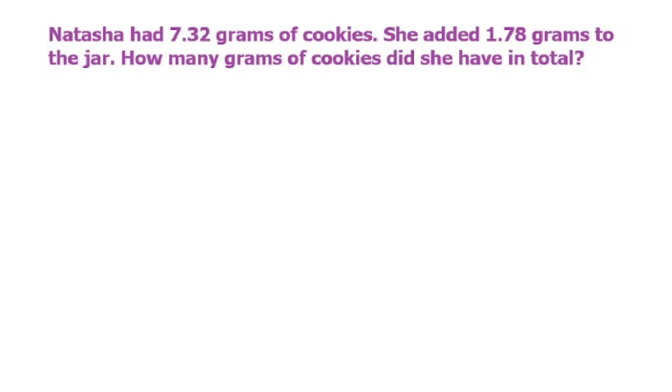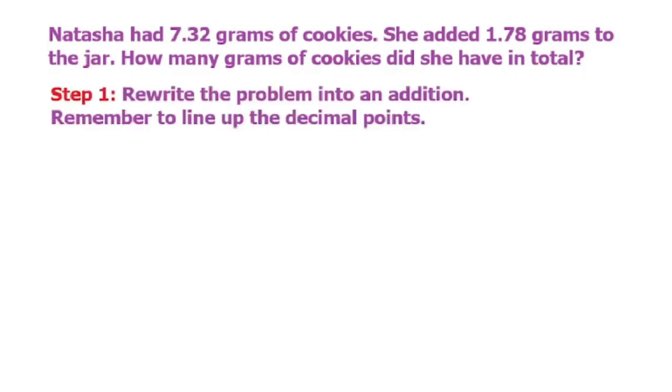Okay? So if we have a problem like this that says Natasha had 7.32 grams of cookies, she added 1.78 grams to the jar. How many grams of cookies did she have in total? Well, let's write this down into an addition problem. And remember to line up the decimal points. So we know this is an addition because she added some amounts to the original amount, right? So it's going to look like this.